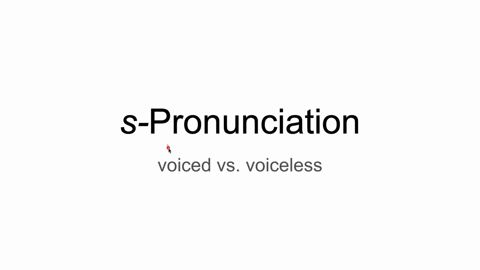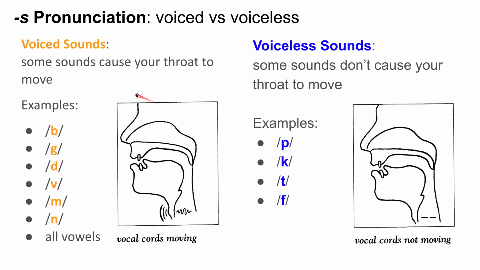Okay, so before we start, let's talk about voiced versus voiceless sounds. So what is a voiced sound? Some sounds cause your throat to move. If you put your fingers on your throat right here and you say b, g, d, v, m, n, and then all the vowels, you can feel your throat vibrate. You can feel your throat move. Let's see. B, g, d, v, m, n.